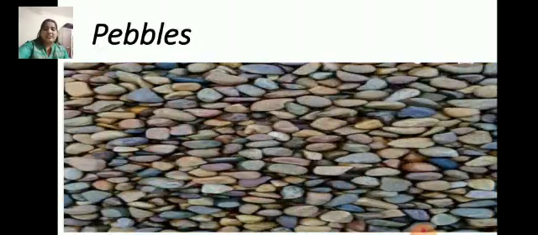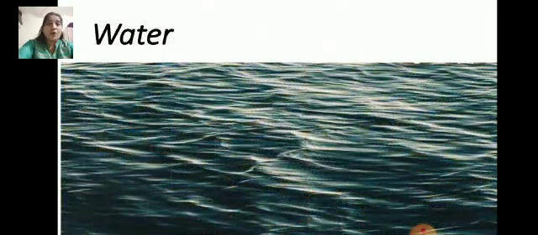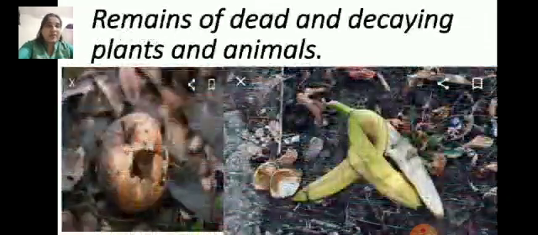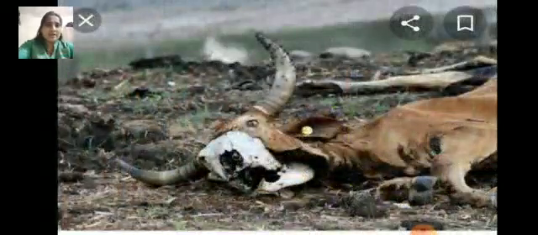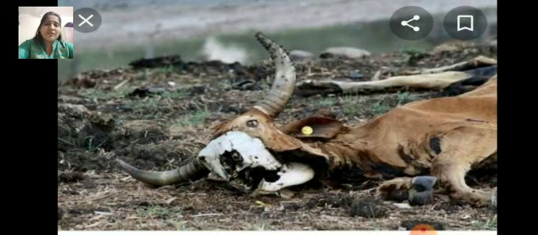You can see here, yes, pebbles. If you see, children, this is called pebbles. And if you see again, this is water. Air also, we can't see air, but we can feel it, children. And also the remains of dead and decaying plants and animals. See, the decayed plants. Yes, you can see this, and also the animals. See, when the animals die, they decay. They are called decayed animals.